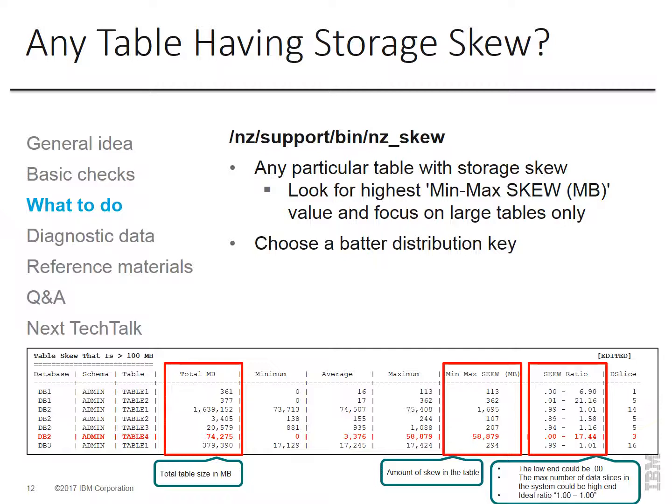Try to find out which table has the highest min-max skew value and focus on large tables only in terms of size. The skew ratio is expressed as a range. At the low end, it could be 0.00, which indicates one of the data slices stores no data for the table. Consider choosing a better distribution key so data is evenly distributed across all data slices.